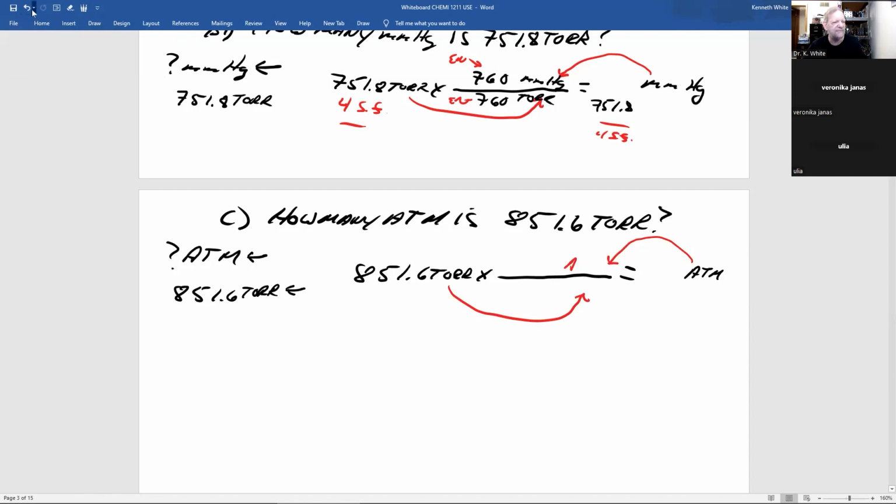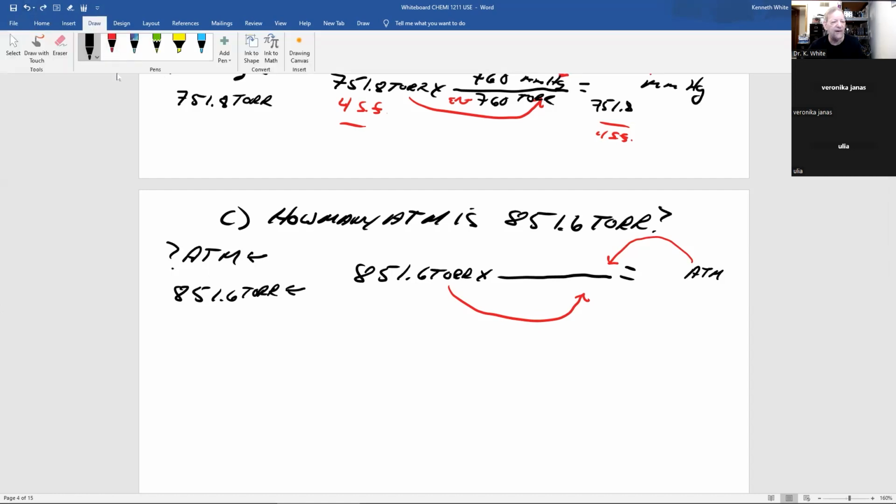Oops, wrong color. Let's try and get the right color.